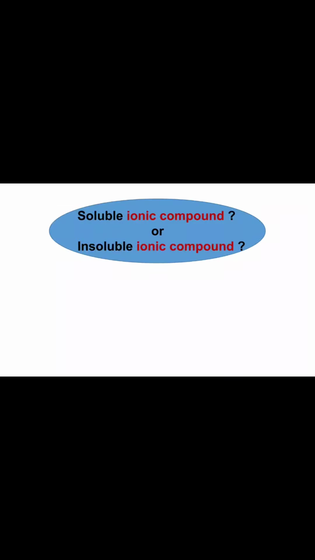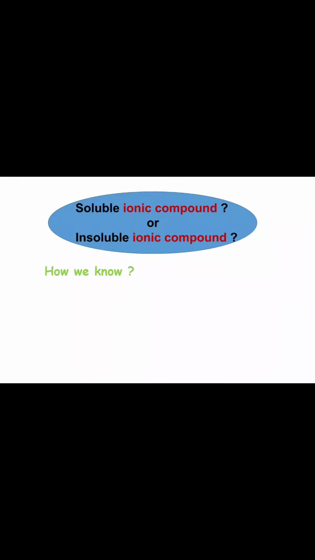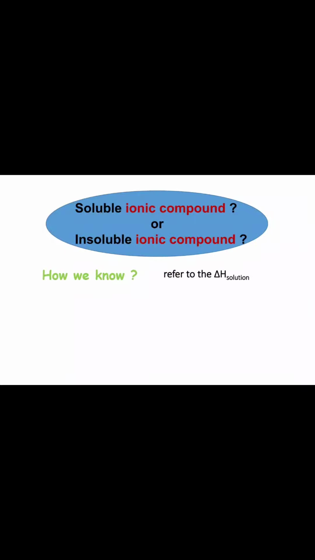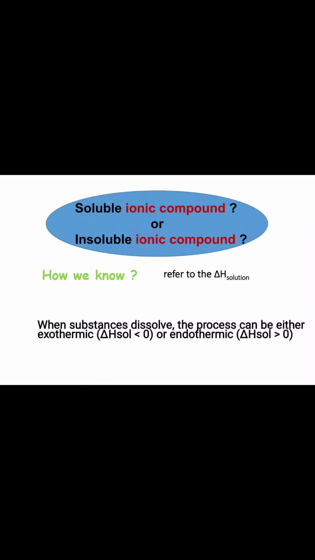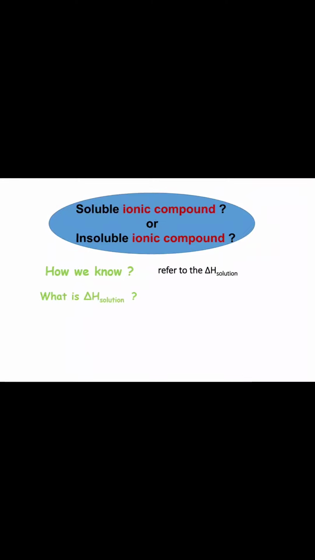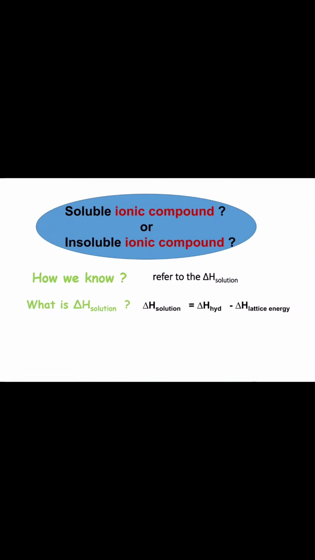However, how are we going to determine whether the ionic compound is soluble in water? So, we need to refer to the enthalpy of solution. Generally, an ionic compound is soluble if the enthalpy of solution is a negative value. An ionic solid is insoluble if its enthalpy of solution is a positive value. Next, we will see what the formula of enthalpy of solution is.